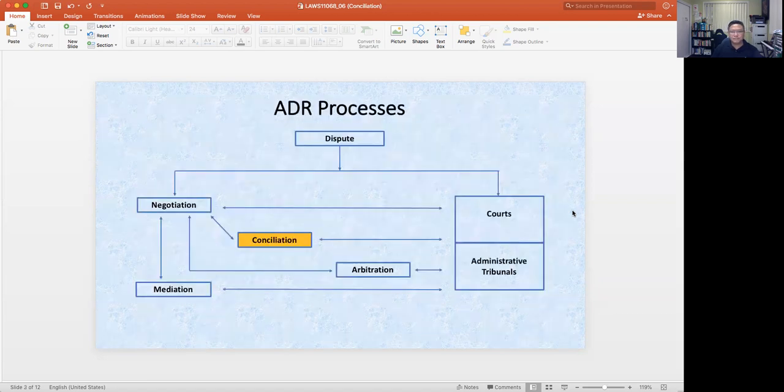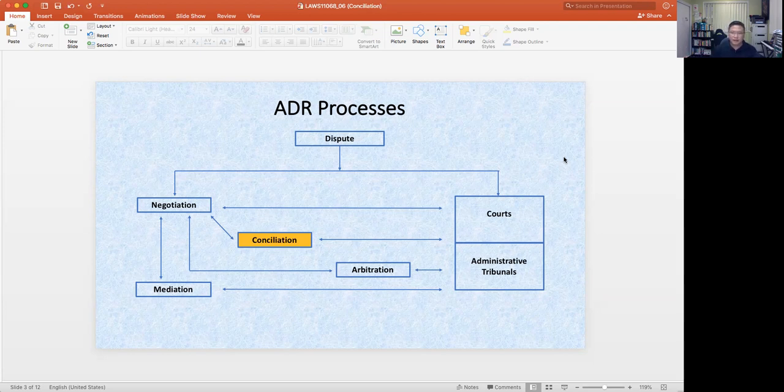So let's begin. This is the framework that I have created, and you will notice that it begins with a dispute. If there is no dispute, there is no reason for people to negotiate. There is no reason for people to go to court, for example, or some tribunal. We look at dispute broadly, in the sense that this could be a dispute between 2 parties or several parties in relation, for example, to a civil or commercial transaction.